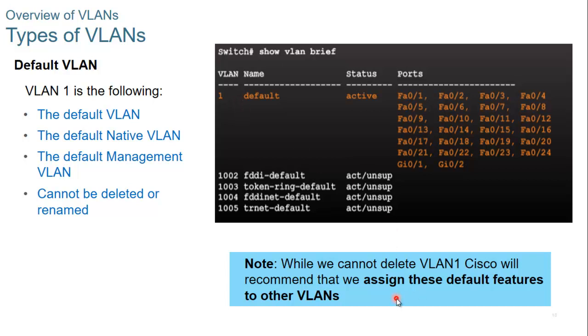So while we cannot delete VLAN 1, Cisco will recommend that we assign these default features to other VLANs, meaning that we create new VLANs, VLAN 10, 20, 55, whatever.